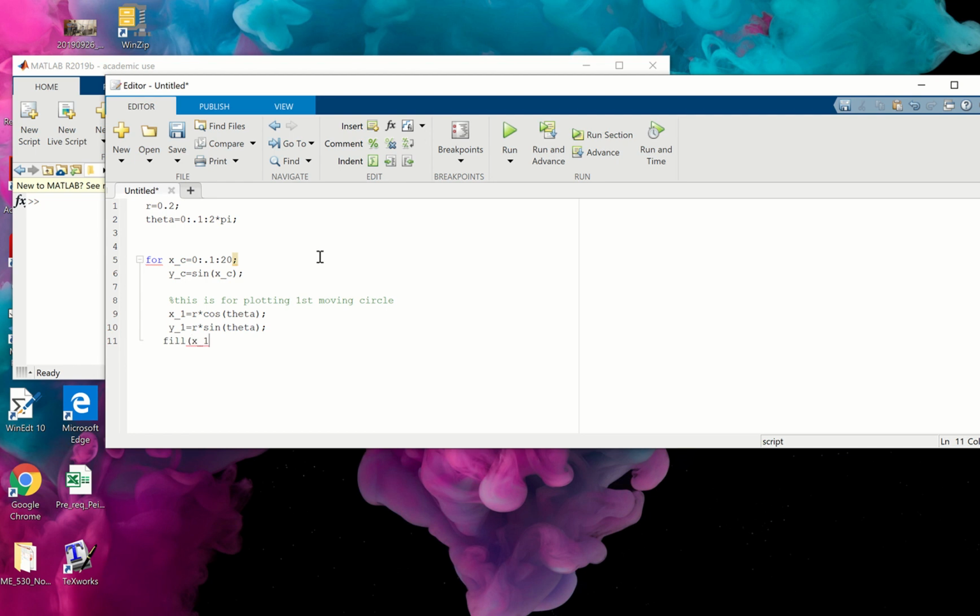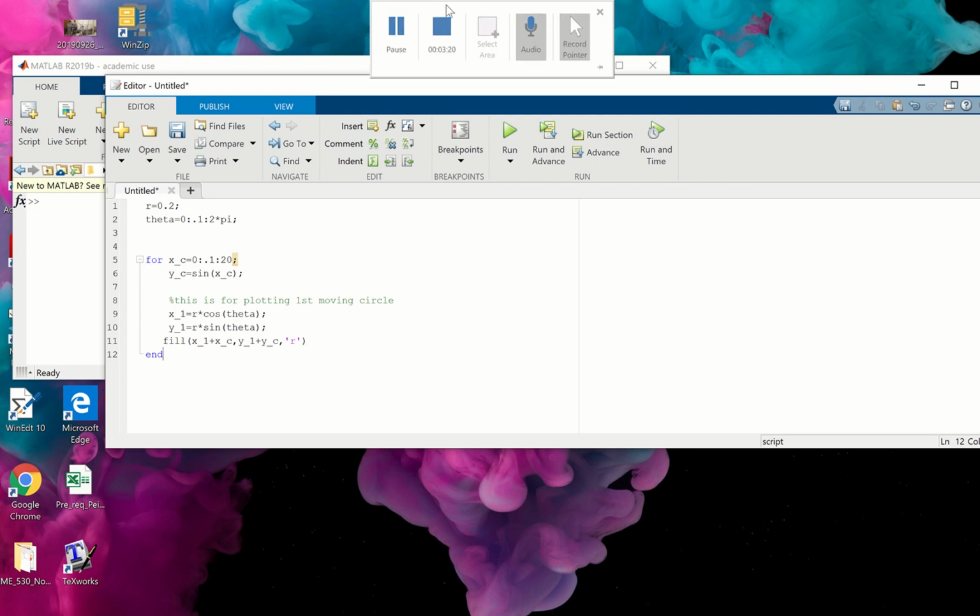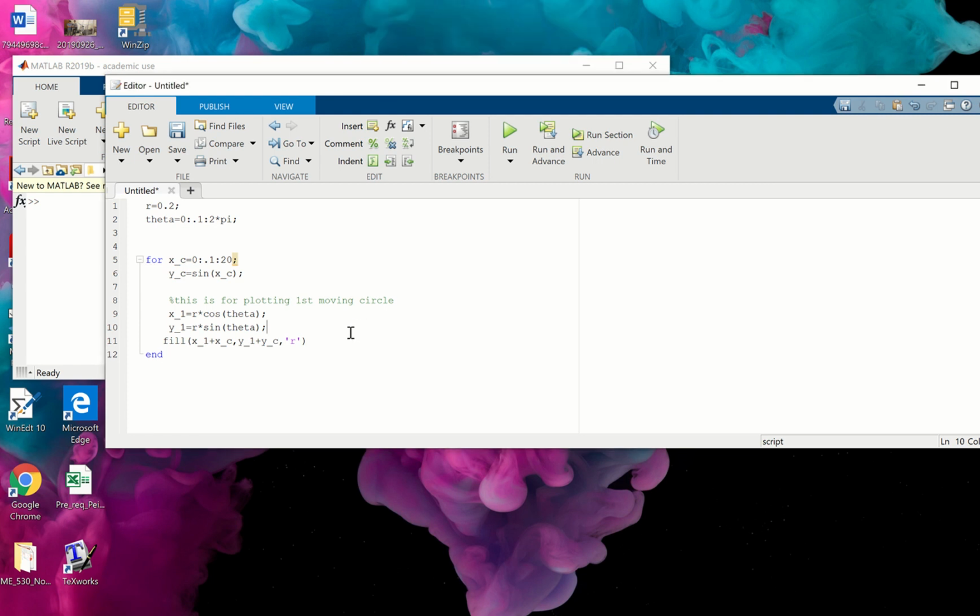But when I say fill, fill what? Fill x1 plus x of c, because I'm moving the center of the circle, and y1 plus y of c, and I'm going to say r. Let's see what we get here, guys. Hold on. Okay, and now we have this.